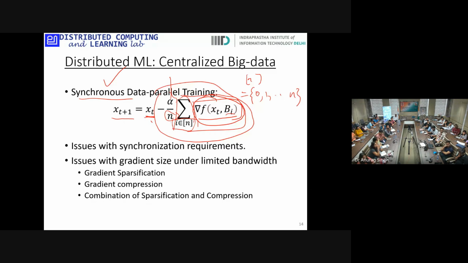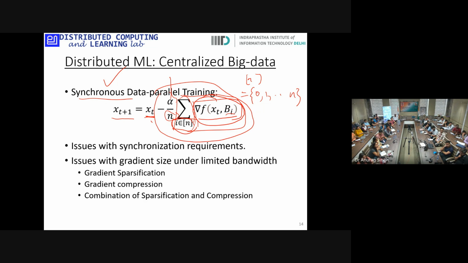Now, once it has computed, similarly all the processors will compute. There are n processors because there are n batches, and this is data parallelism. All of them have computed. All of them will exchange the computed quantities with each other.